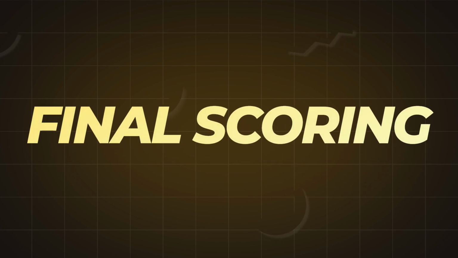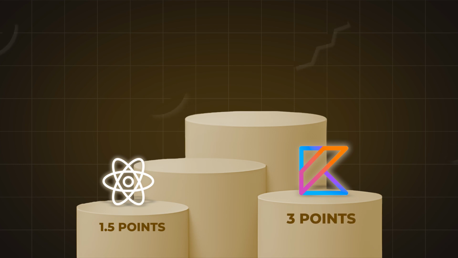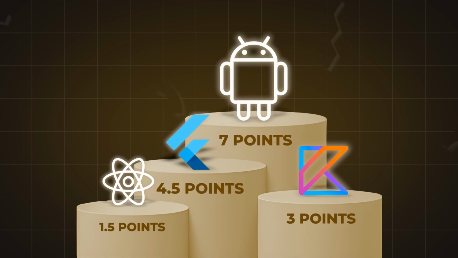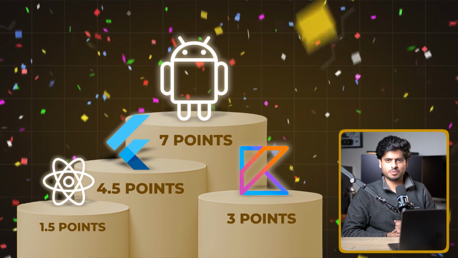Okay, so how's our scoring looking now? At the bottom, we have React Native with 1.5 points. Then we have KMP with 3 points. We have Flutter with 4.5 points. Then we have Android Native with a whopping 7 points. Woohoo! Yay, Android Native being the winner. I think it's no surprise.